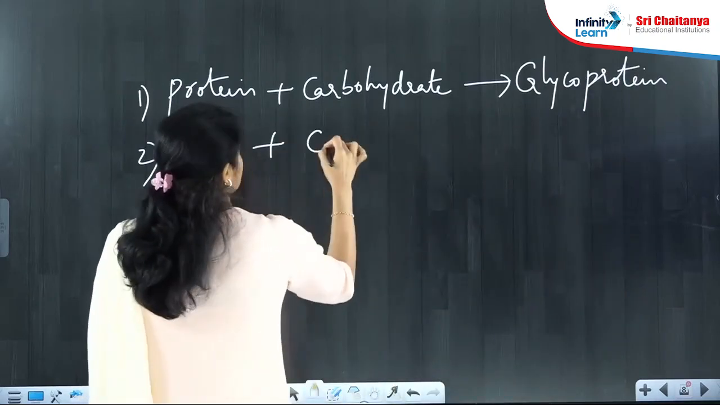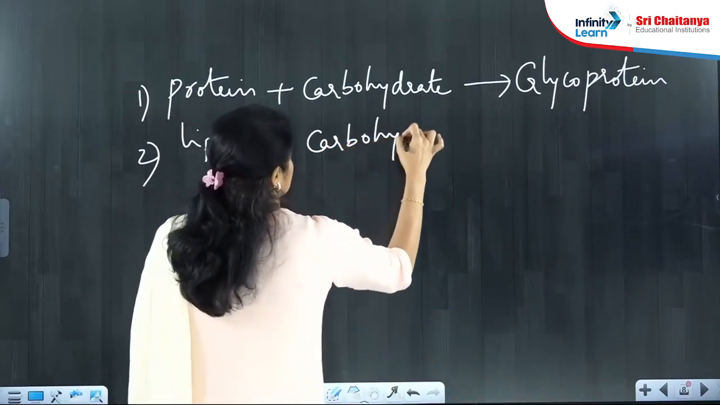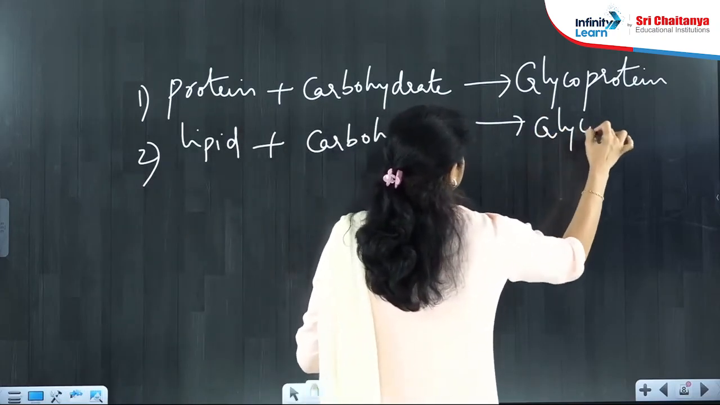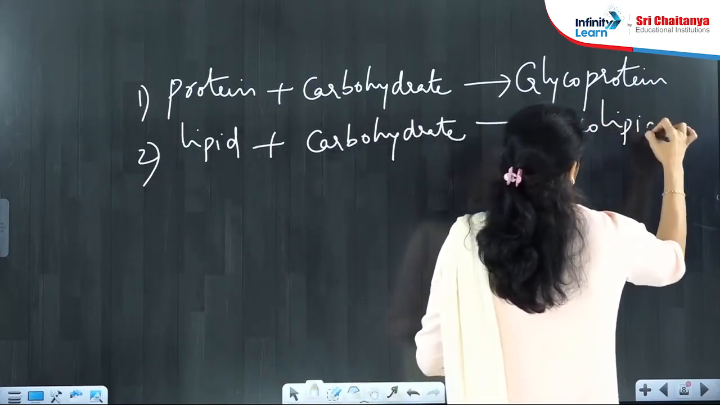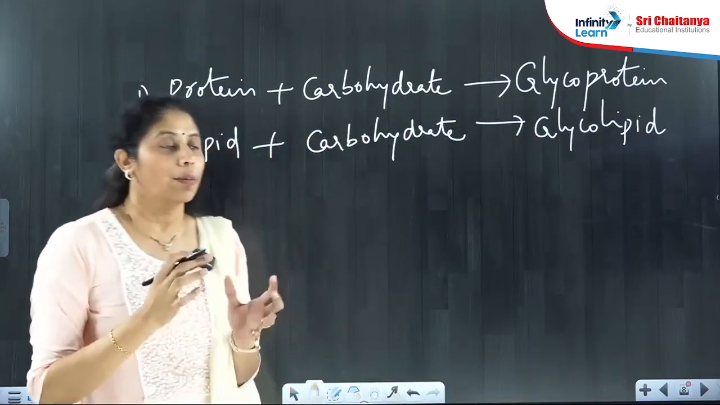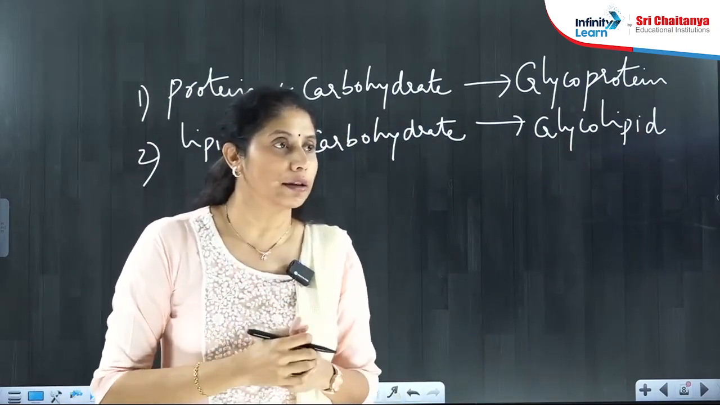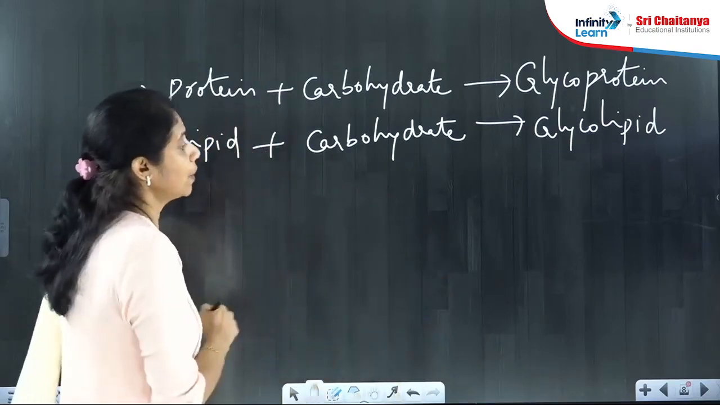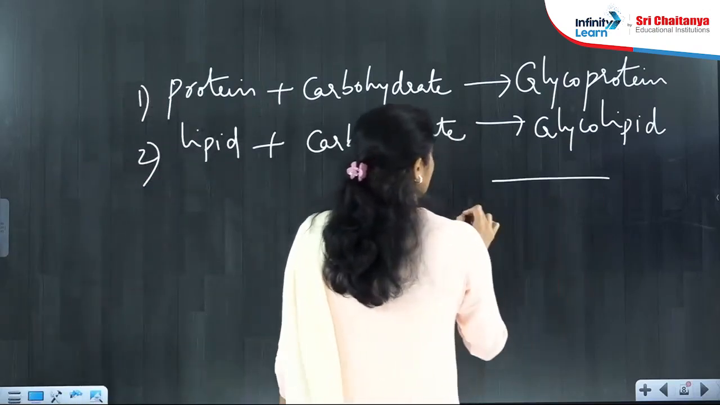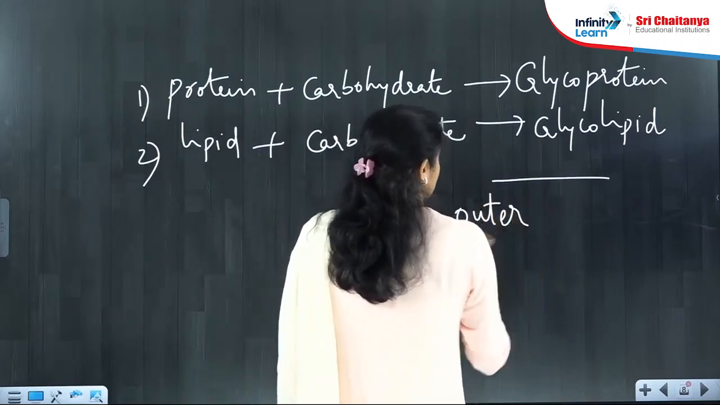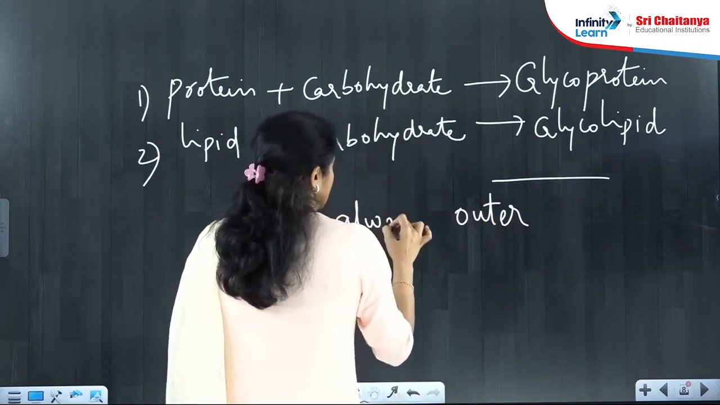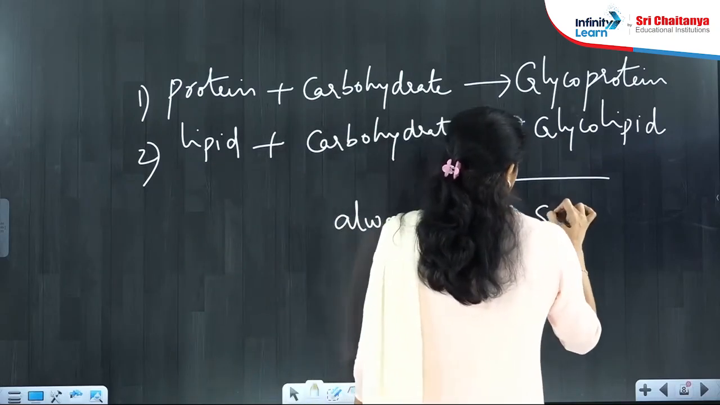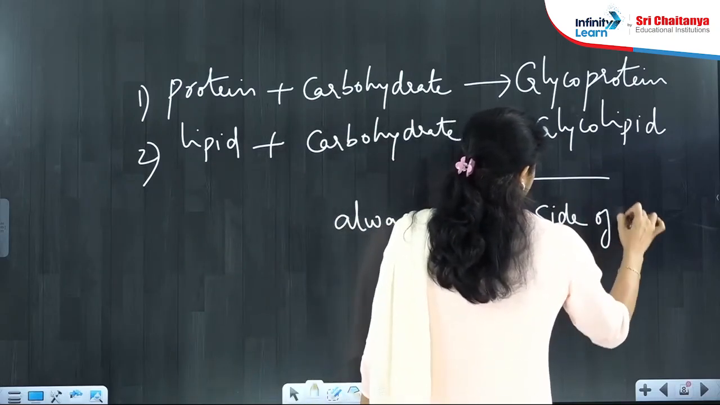For the lipid, if you add the carbohydrate, it will form the glycolipid. So the carbohydrate portion is always there in the form of glycolipids and glycoproteins. And these glycolipids and glycoproteins are always present on the outer side of the membrane only. Always. They are never present on the inner side.